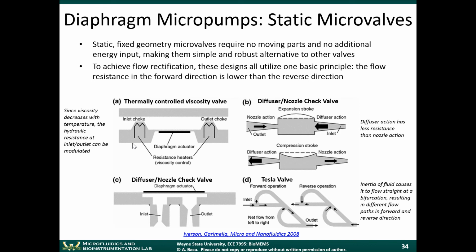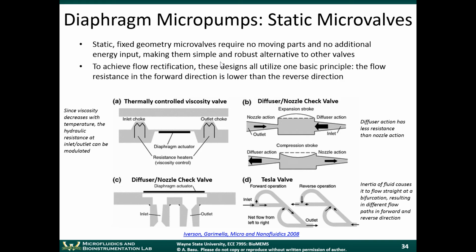So, one way to remove moving valves. The valves are probably the area of the component in the pump that's most likely to fail. You can replace those moving valves with what are called static microvalves. All right, static valves have a fixed geometry. They require no moving parts and no additional energy input. So that makes them very simple and robust alternative to the moving valve designs that we saw in the previous slide.